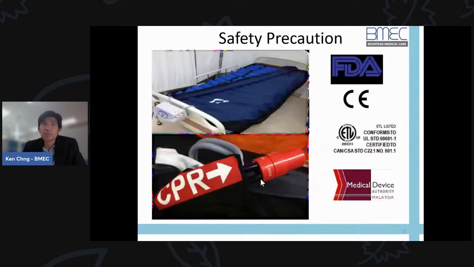So what are the safety precautions? There is a CPR tap that can release the air instantly from the air mattress. When there's a code blue and you need to do resuscitation, you can remove the air immediately, and then the nurses jump on and do their resuscitation.